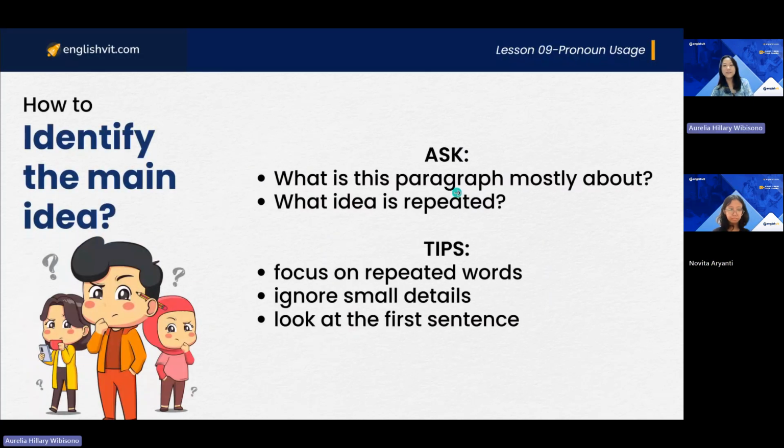Okay. And then how to identify the main idea. After you read a passage, you have to ask what the paragraph is mostly about, and what idea is repeated. What is the tone of the passage that we just read?